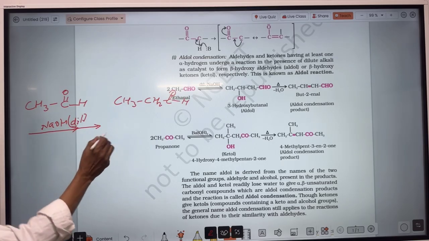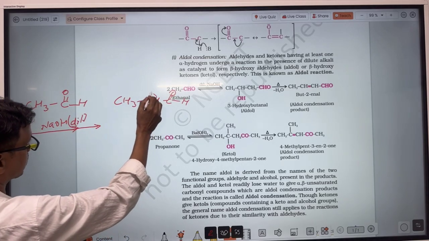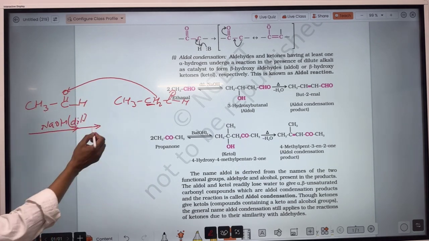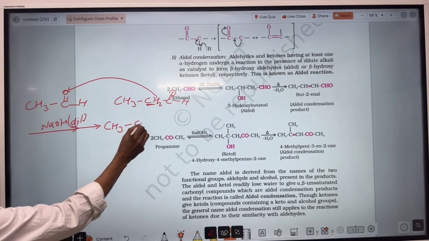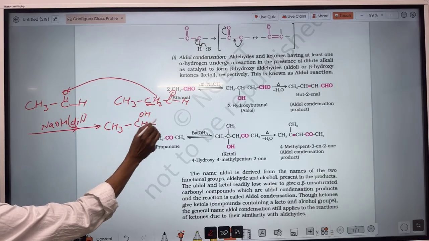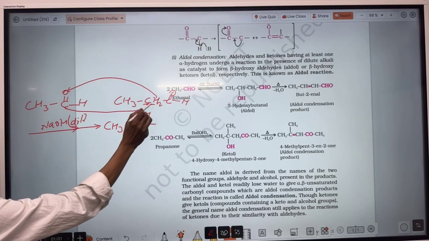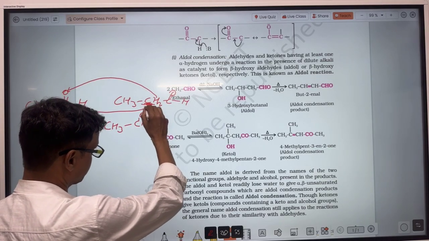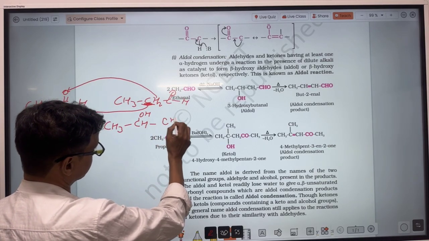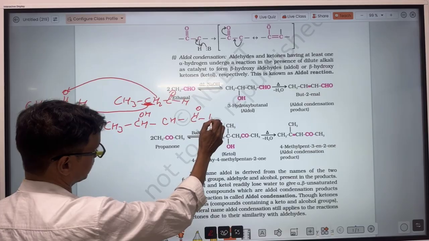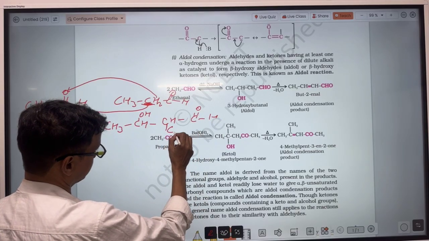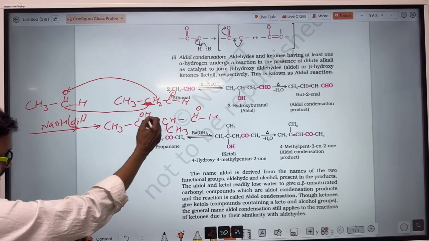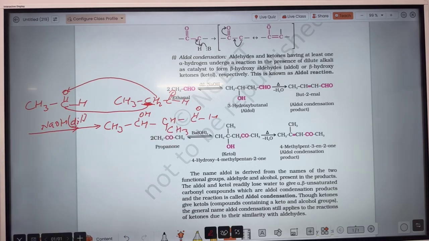So what happens? In the first case, the hydrogen of this carbon may go to this oxygen. In that case, this carbon will bond to this carbon. So now consider this one. It is CH, and this CH is bonded to CHO on one side, and on the other side it is bonded to CH3. And then after that there will be a condensation reaction.